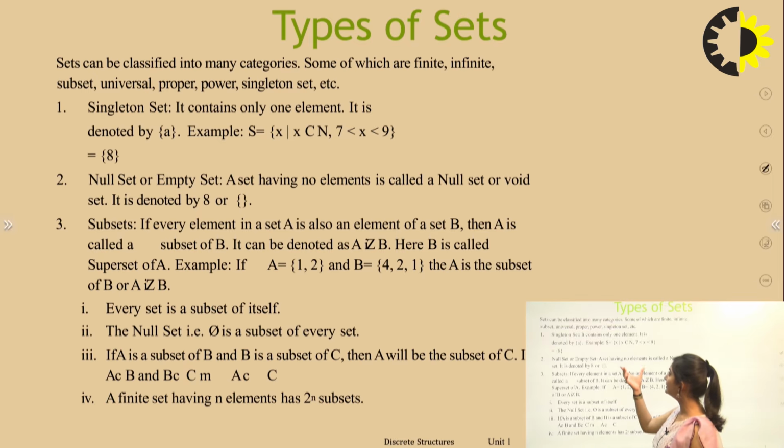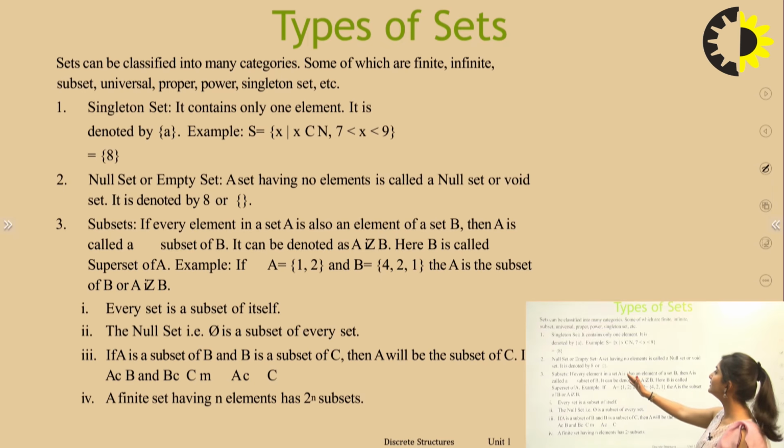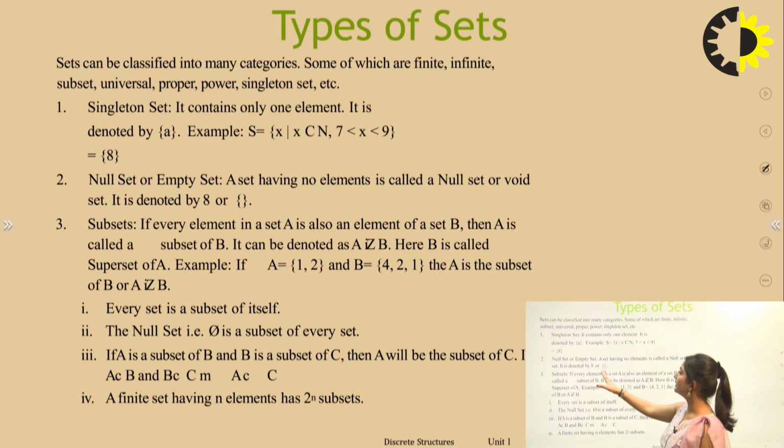Singleton set, as the name says, single element in the set. So if you see this condition, x belongs to N, where x has to be between 7 and 9. So there is only one natural number between 7 and 9. Hence, it's a singleton set, which is 8. Null set or empty set means there are no elements in the set. So we denote it by, inside curly bracket, we write no element.